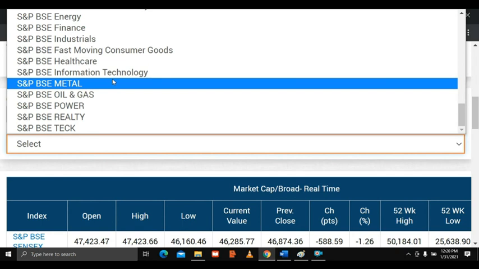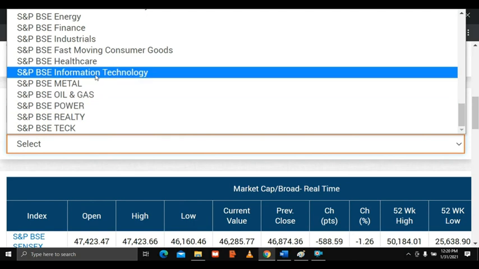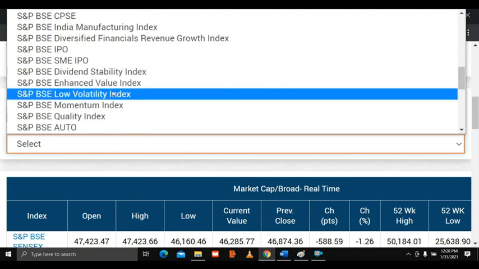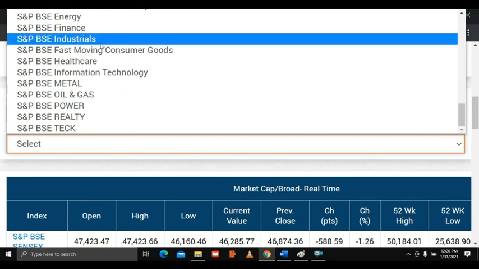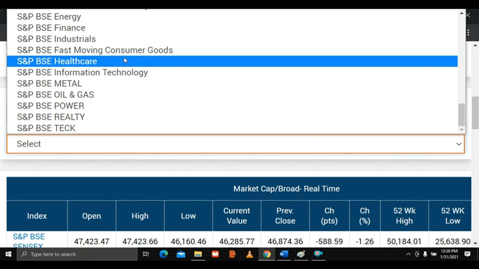Look at this, like the S&P BSE Metal index, Oil and Gas index, Power index, S&P BSE Information Technology, that means BSE IT. Then BSE Tech, BSE Pharma, and like this there is FMCG. Look at this, BSE FMCG. So what is the reason for Sensex? Why did we take Sensex?